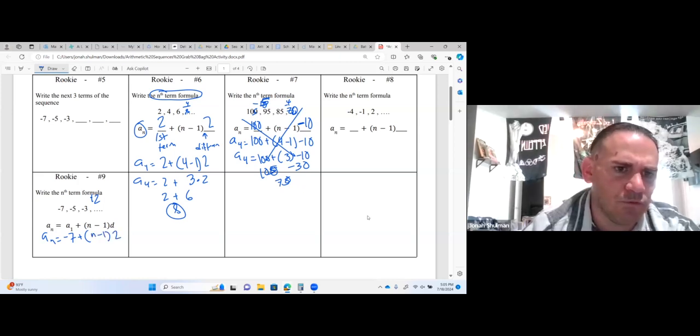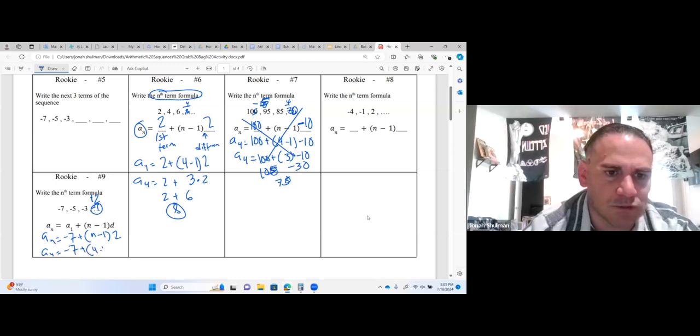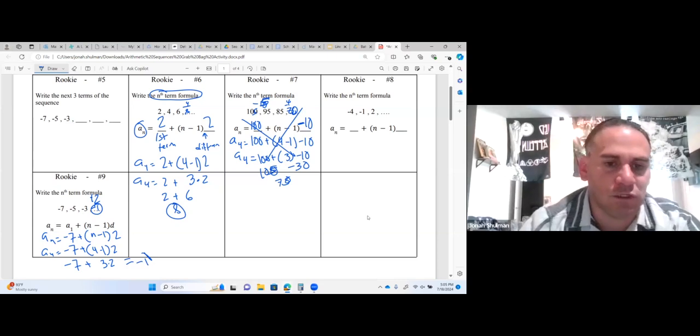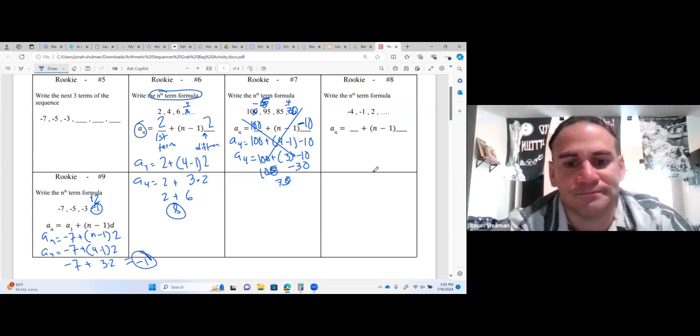So let's say we want the fourth term, which would be a negative 1. So our fourth term, a sub 4, negative 7 plus 4 minus 1 times 2. What's negative 7 plus 3 times 2 is 6. Negative 7 plus 6 is negative 1. Cool. So these were just the rookie ones. These were easier.